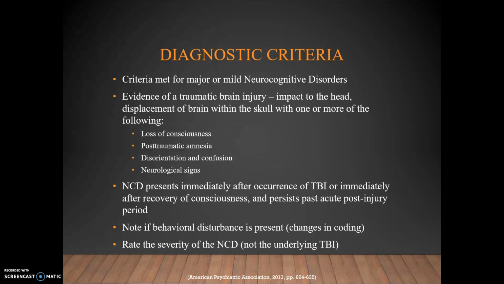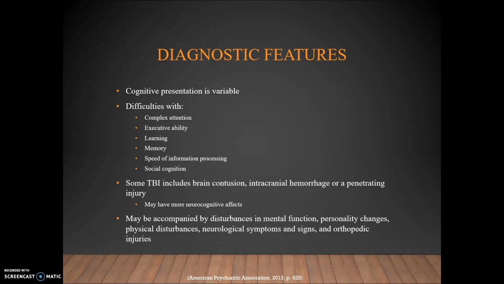And then finally, you rate the severity of the neurocognitive disorder. So you don't rate the severity of the underlying traumatic brain injury, but you're rating the severity of the neurocognitive disorder. So the diagnostic features. Cognitive presentation is variable, and traumatic brain injury affects people differently. Some people may experience difficulties with complex attention, executive ability, learning, memory, the speed of information processing, and social cognition.